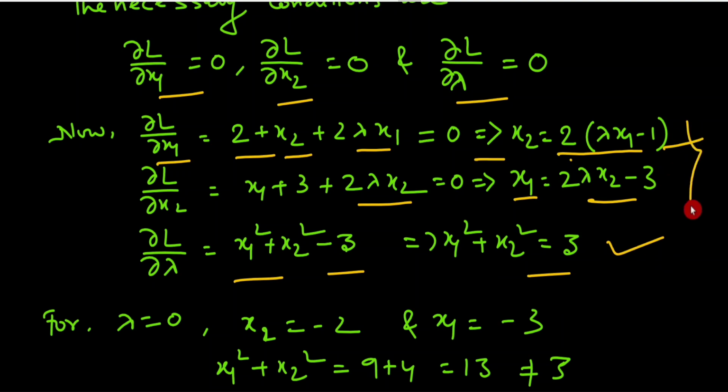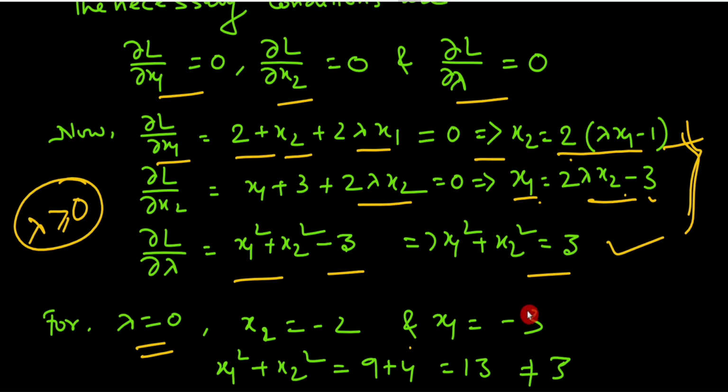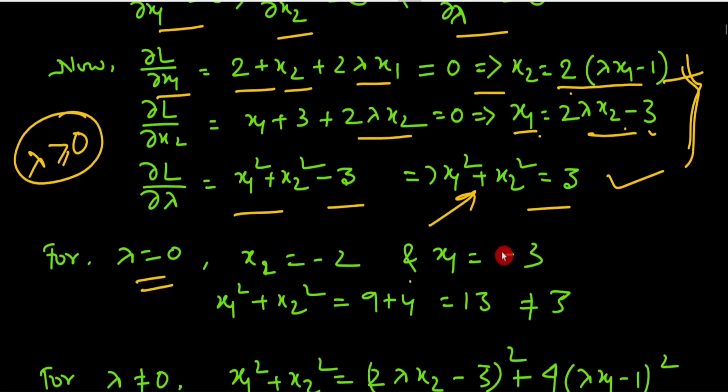Now it is important here that the solution exists for lambda greater than or equal to 0. So we take first lambda equal to 0. If we put lambda equal to 0 in these two equations, we get x2 equal to minus 2 and x1 equal to minus 3. Now we put the values of x1 and x2 into the constraint to check whether they satisfy it.